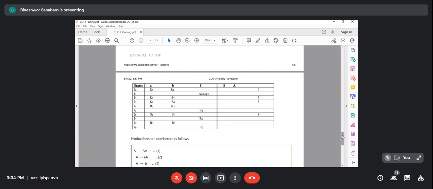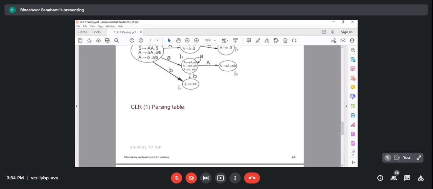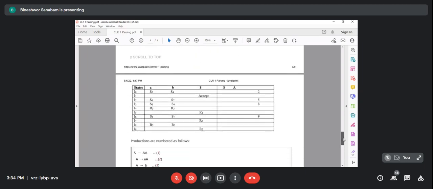So the production is A implies B, and the look ahead is A or B. So the reduce move has been applied to the look ahead symbol, that is A or B. So R3, R3 to the symbols A and B. Your shift and go-to will be the same as the previous LR0 or SLR1 parsing table, only the difference is your reduce move. And this is the first one.